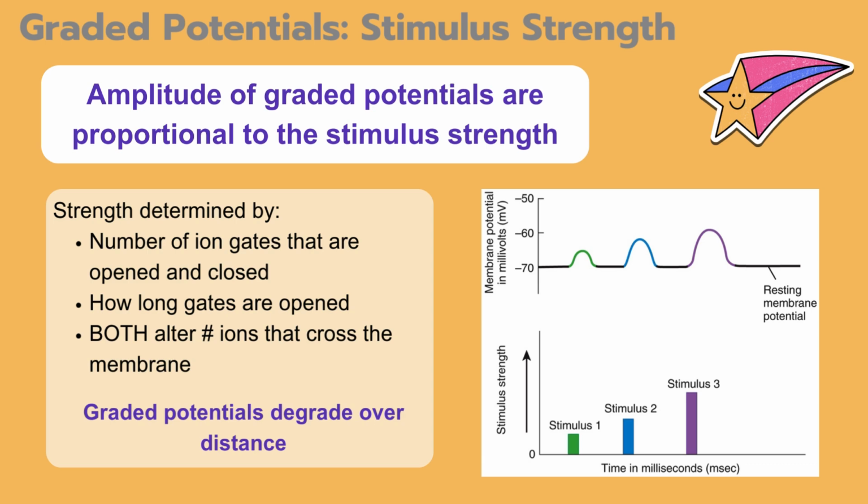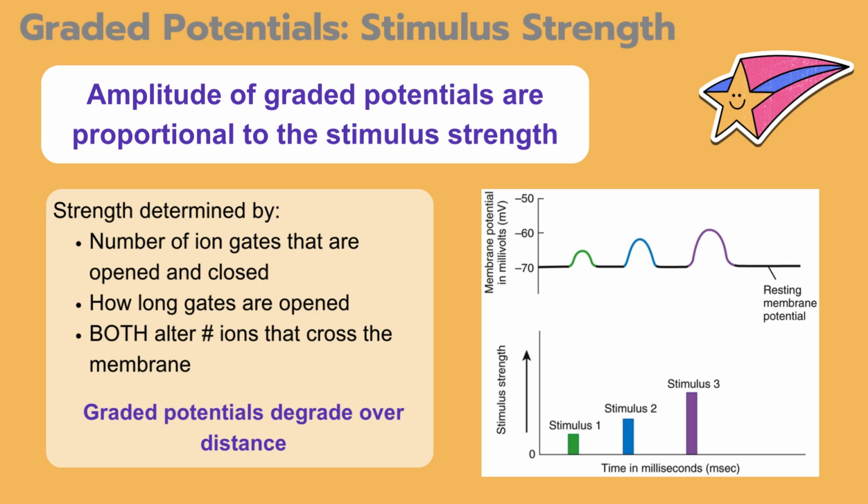The amplitude of graded potentials is proportional to the stimulus strength. Graded potential strength is determined by the number of ion gates that are opened and closed and how long the gates are opened. Both of these factors alter the number of ions that can cross the membrane. The image on the right shows 3 different stimuli and the size of depolarization that each causes. As the stimulus strength increases from stimulus 1 to stimulus 2 and then 3, the depolarization size also increases.